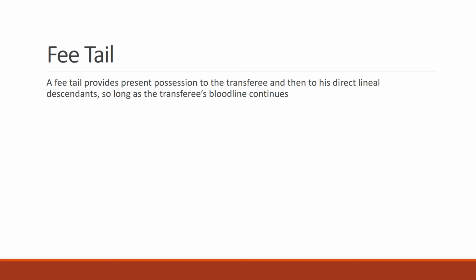A fee tail is another estate that is smaller than a fee simple. So somebody with a fee simple can decide to convey a fee tail in the property, but just like with the life estate, with the fee tail, we have something left over. The fee tail provides a present possession to the transferee, and then once the transferee dies, to his direct lineal descendants. But once that bloodline is done, then the land is conveyed to another, right? So who that other is depends on the remaining language in the conveyance.